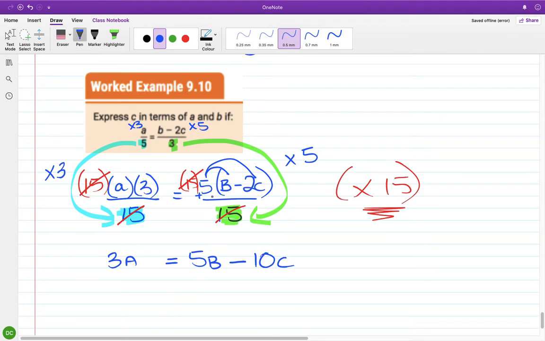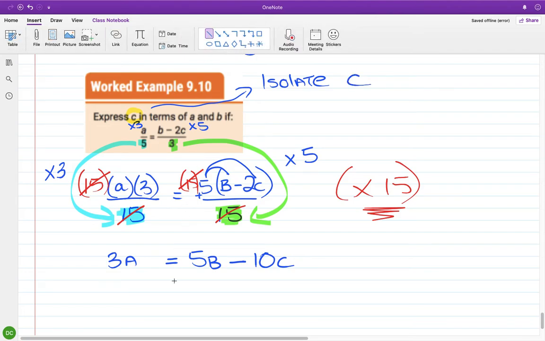Okay, now, I don't think I even talked about what I was looking for. I just saw the fractions and thought, ugh. And actually that's a really good way to think. When you see fractions, think, ugh, I need to get rid of them. Okay, so here, we're looking to express c in terms of a and b. That is another way of saying isolate c.